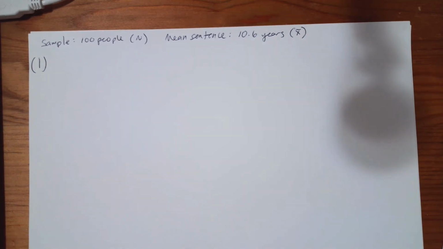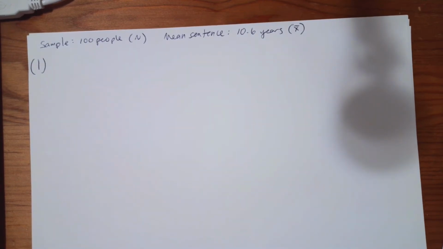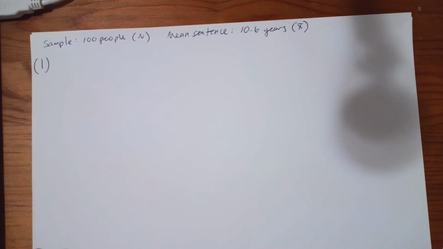So if we were trying to make a good guess as to the average sentence length for robbery in New Jersey, our best guess would be that it's 10.6 years. Because this is the value that we have in our sample. We know that our sample is going to look like the population on average. The problem, though, is, as I said before, it's always possible that our sample is going to be different from the population on some characteristics just by chance.